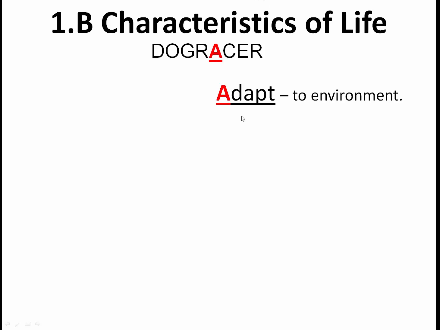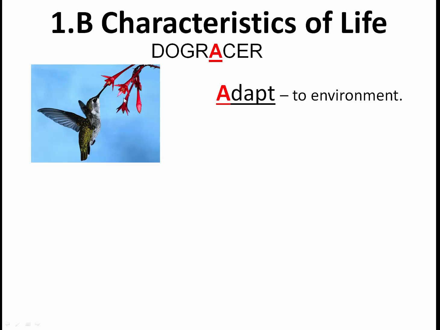The A in DOGRACER is for adapt to the environment, where we have a hummingbird that has a very long beak and a very long straw-like tongue, which we put up into these very long flowers.